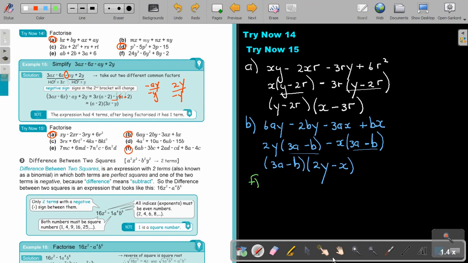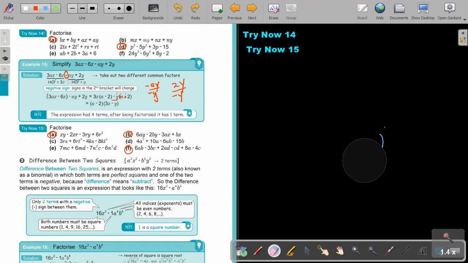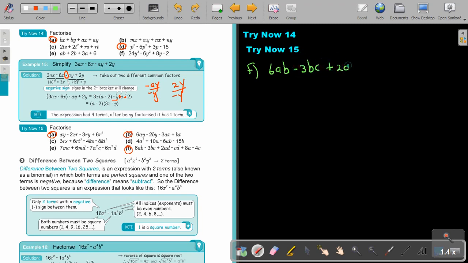I think I'm going to make place here, because sometimes the pens struggle at the bottom. So let's rather do number F here on top. So this is going to be 6ab minus 3bc plus 2ad minus cd plus 8a minus 4c. Okay, so again, this is now 6. So I'm going to take out different ones out of each and every one. So let's start with the first one.